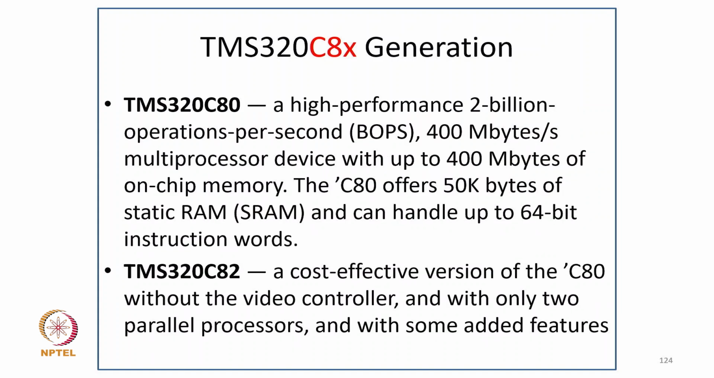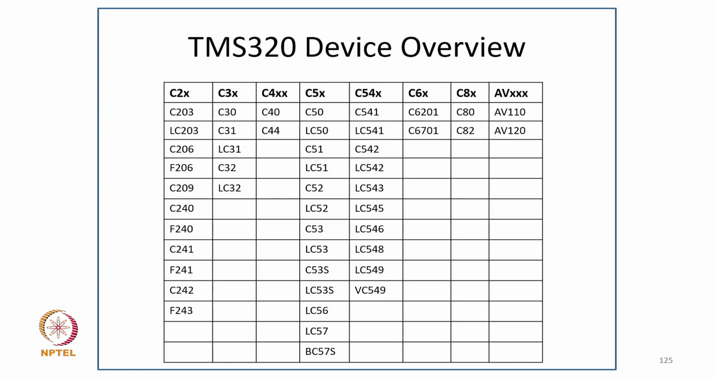Now coming to TMS320C80, a high performance 2 billion operations per second, 400 megabytes per second multiprocessor device with up to 400 kilobytes of on-chip memory, and the C80 offers 50 kilobytes of static RAM and can handle up to 64-bit instructions. And TMS320C82, a cost-effective version of the C80 without the video controller and with only 2 parallel processors and with some added features.